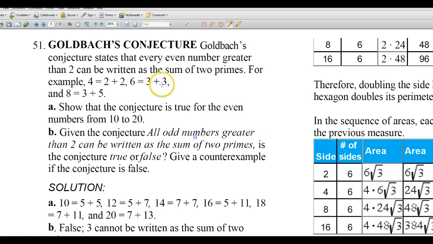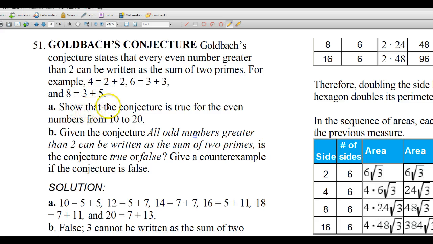In number 51, we have Goldbach's conjecture. Goldbach's conjecture states that every even number greater than 2 can be written as the sum of 2 prime numbers. For example, 4 is an even number greater than 2, which can be written as the sum of 2 prime numbers, 2 and 2. 6, once again, an even number greater than 2, and then we have the sum of 2 prime numbers, 3 plus 3. 8, an even number greater than 2, and then the sum of 2 prime numbers, 3 and 5.